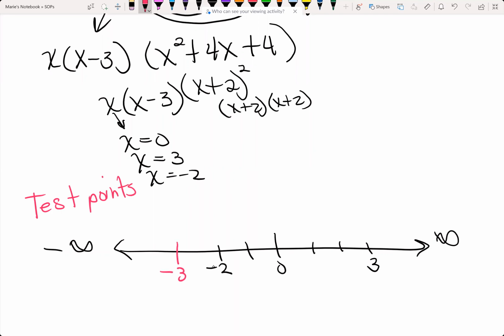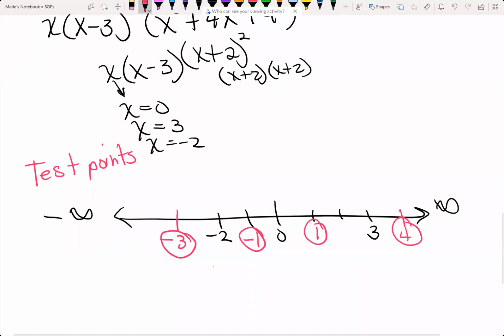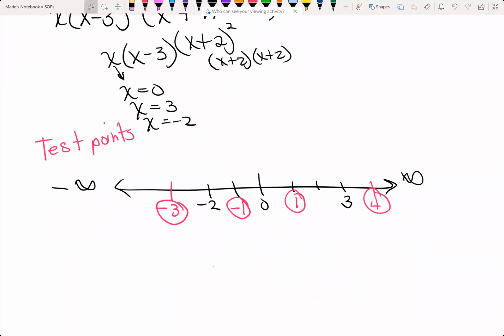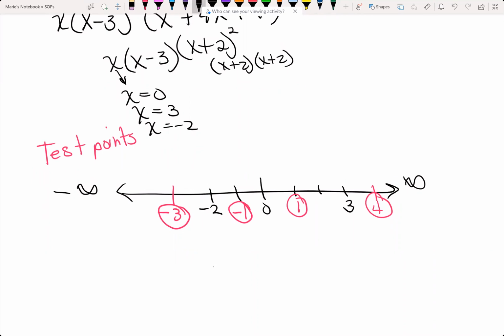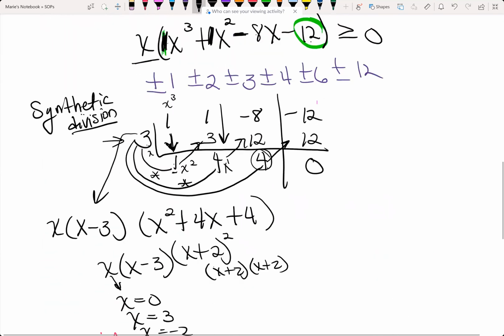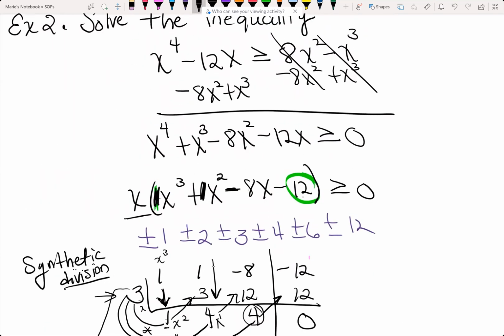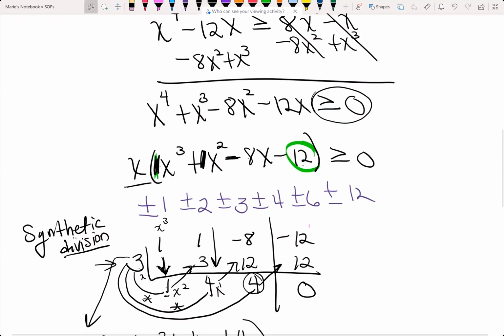So let's use negative 3 for a test point. Let's use negative 1 for a test point. Let's use 1 for a test point, and let's use 4 for a test point. I'm choosing numbers that are really friendly. So in this case, as I look at my intervals, I have 4 intervals to check. So let's start with the negative 3. And according to this, my value, according to the original equation, this has to be positive or equal to 0 to be true.